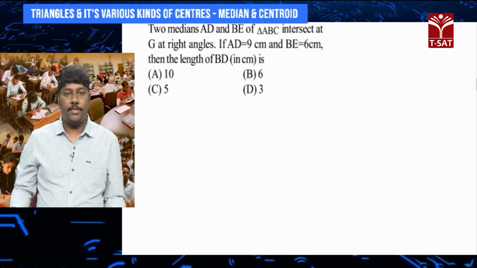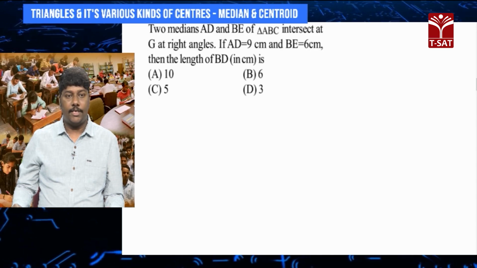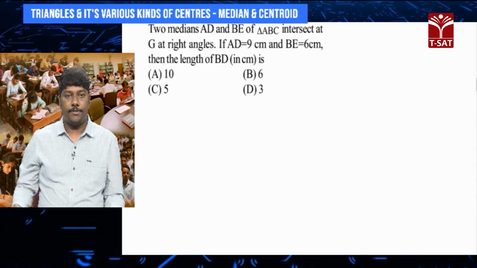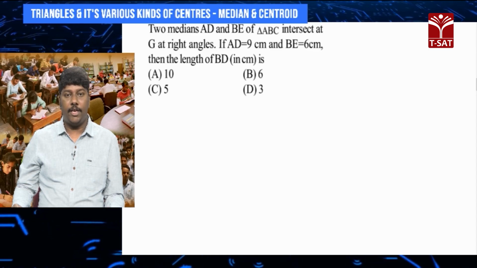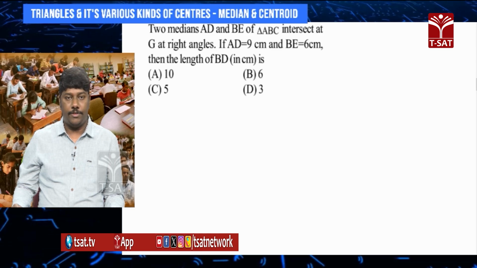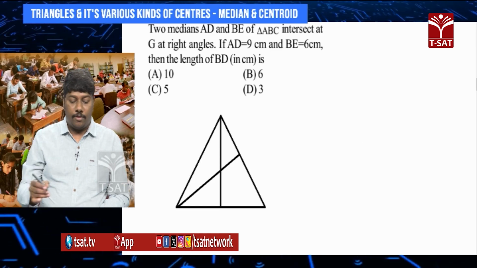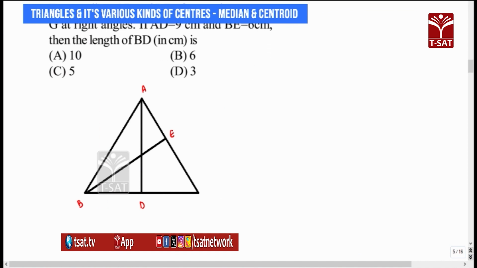Here two medians AD and BE of triangle ABC intersect at G at right angles. If AD is equals to 9 centimeters and BE is equals to 6 centimeters, then the length of BD is. Here is the figure. Two medians AD and BE intersect at right angles. So here the angle between these two medians is right angle, 90 degrees here.